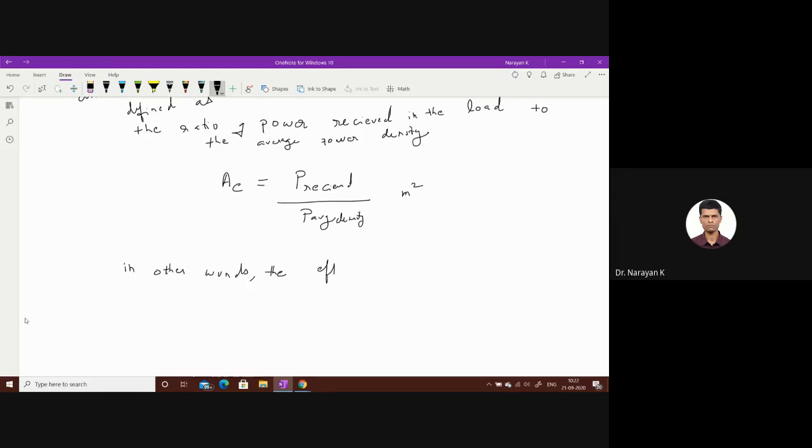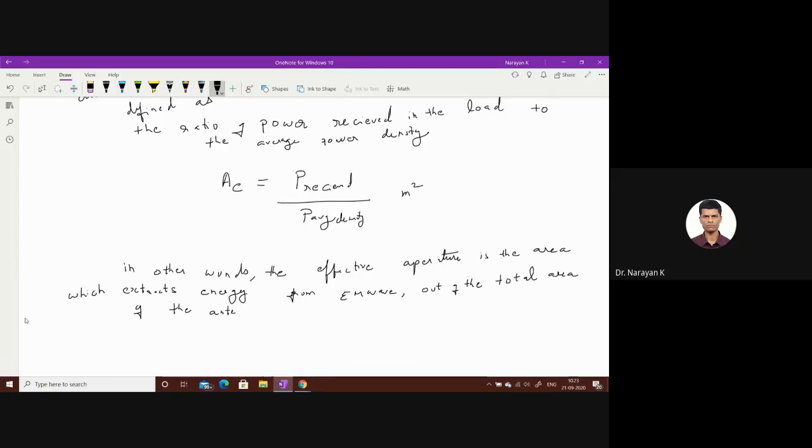In other words, the effective aperture is the area which extracts energy from EM wave out of the total area of the antenna.